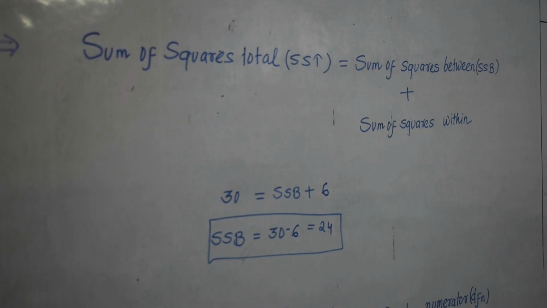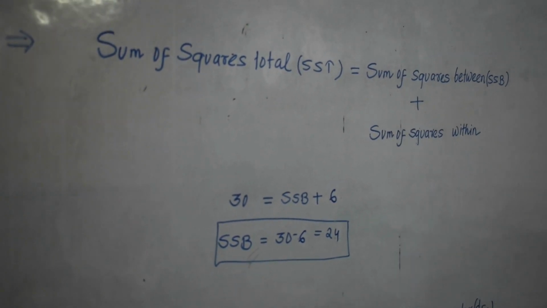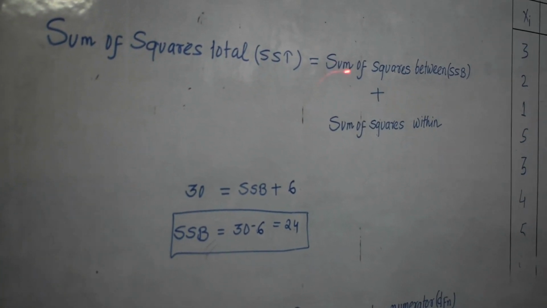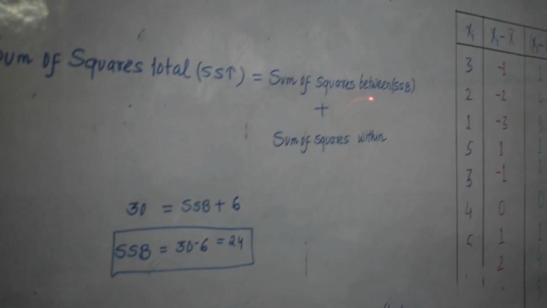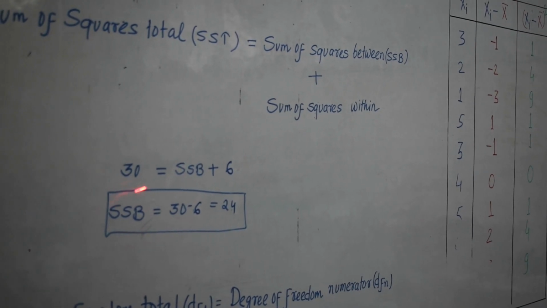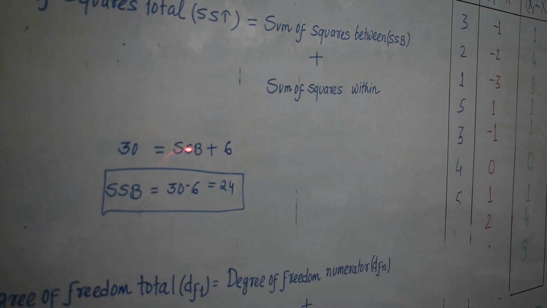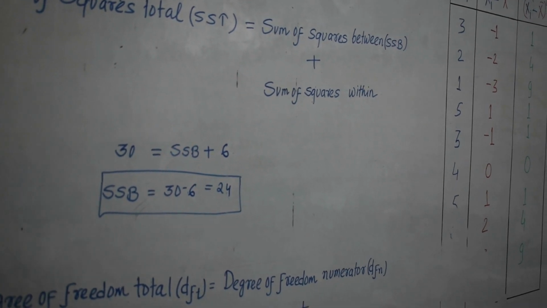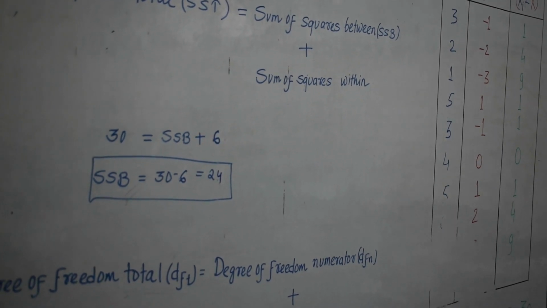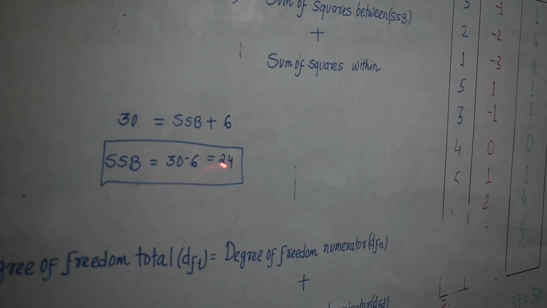Now on to the next stage of the calculation. In the next stage, we use the sum square total value which was calculated, and it is equal to sum square between plus sum square within. So all of you have seen the sum square total is 30, and we need to find the sum square between. For that we subtract the sum square within. So sum square within is 6. So sum square between will be 30 minus 6, which is 24.